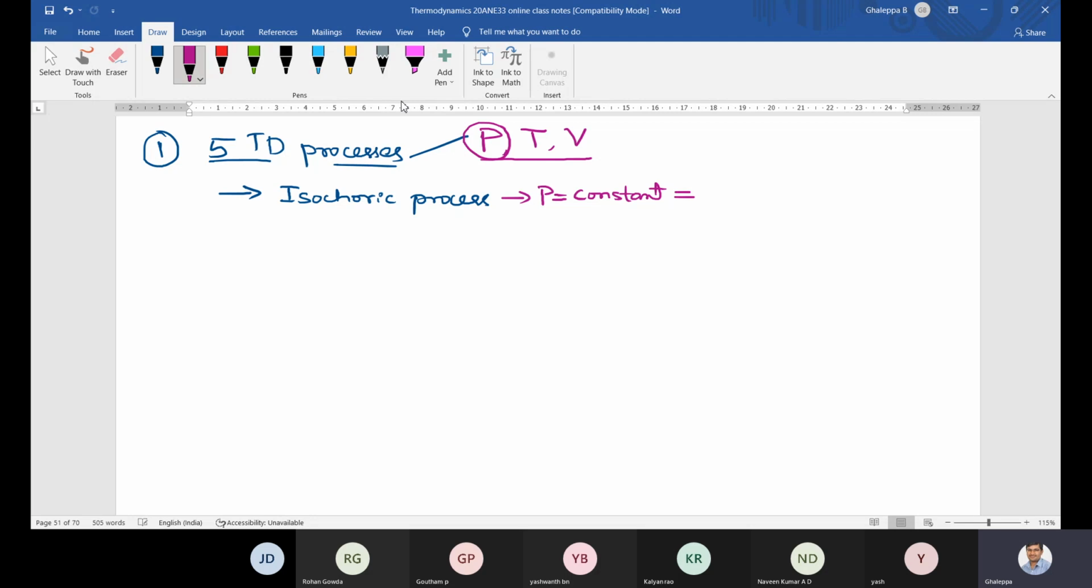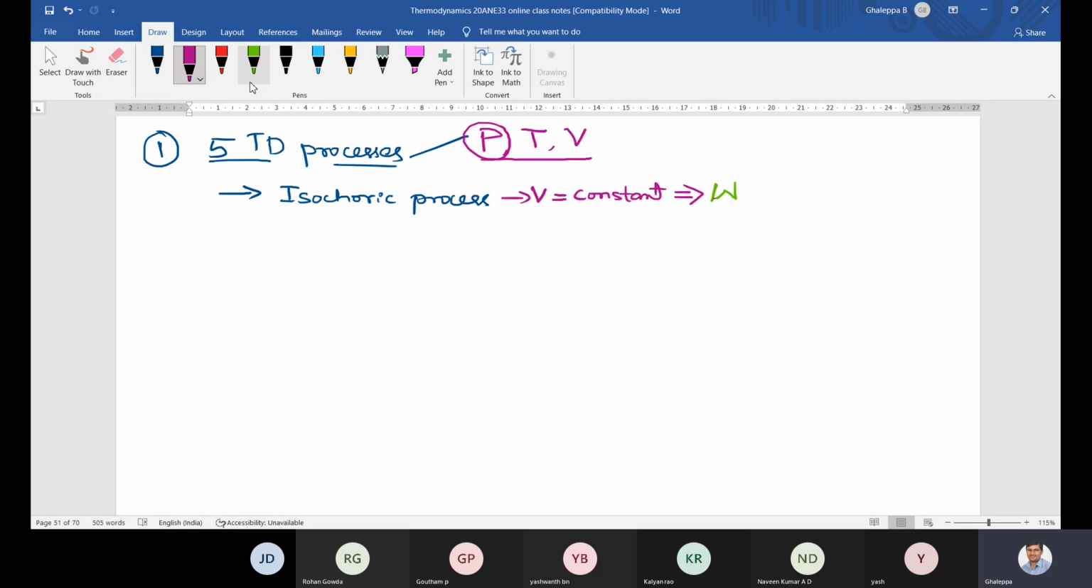And for this process, you have to remember the expression for work done. Do not remember the expression for heat; first, remember only the expression for work. Sir, you said that isobaric is pressure constant. Okay, here I have taken isochoric, no? Right, correct, very good. So here I will change it to volume. So volume is equal to constant.